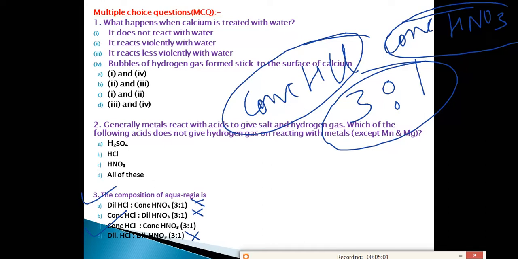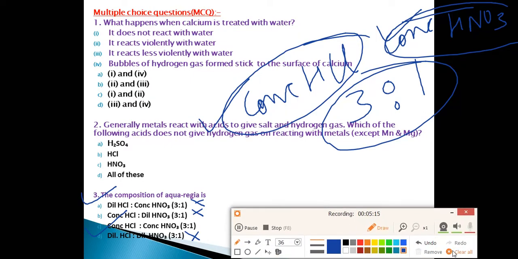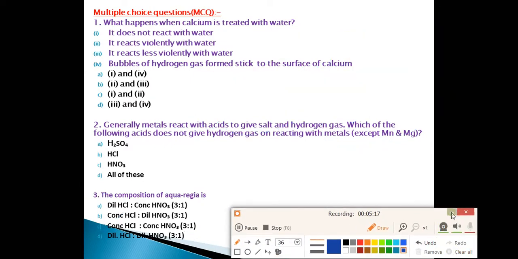And this is a very important question. You should remember the answer of the question. What is aqua regia? Aqua regia is a freshly prepared solution of concentrated hydrochloric acid and concentrated nitric acid in the ratio of 3:1. And this is very corrosive in nature. It can dissolve the noble metals like gold and platinum also.